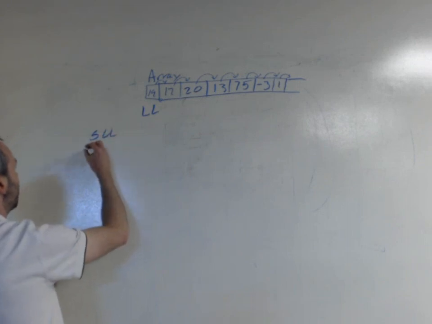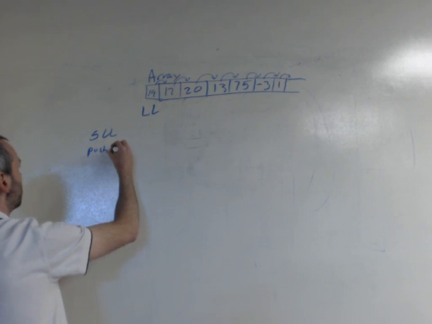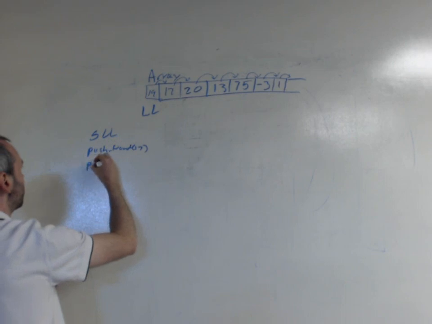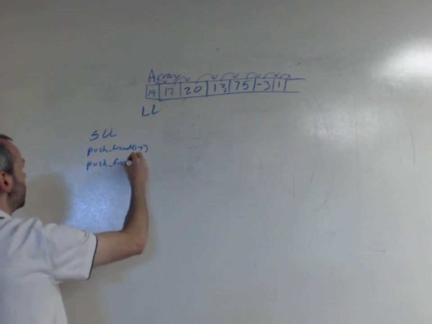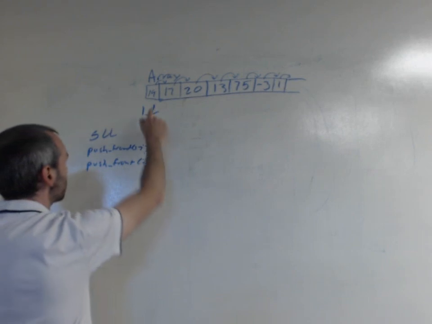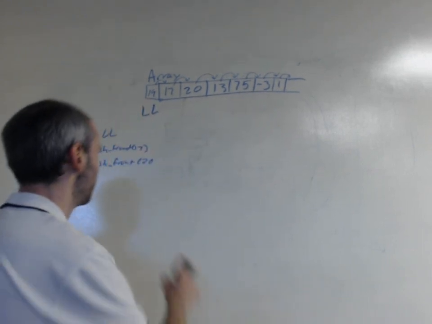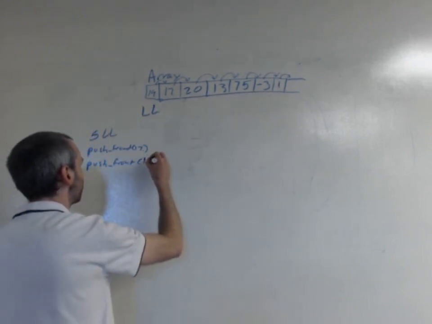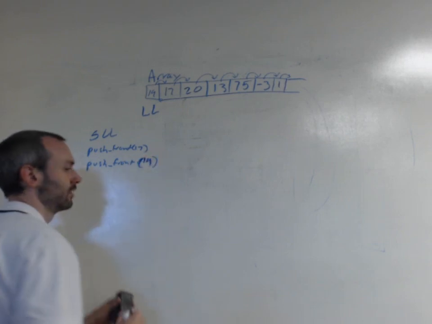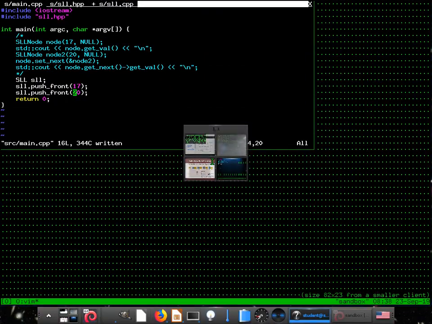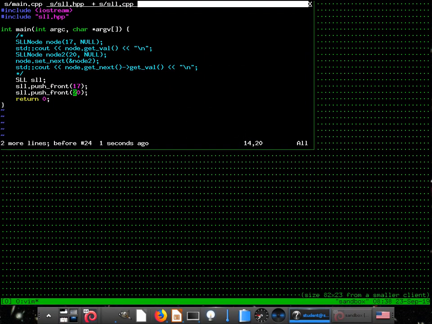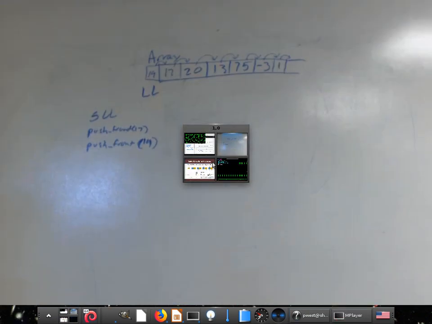So we create our singly linked list, and then we're going to call push front of 17, and then push front of 20. This is actually, let's say 19, because that is actually in front of 17 in the array picture. And then let me go fix that in the code so we're all on the same page. Ooh, that was cool. Okay.